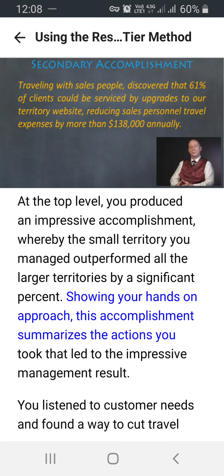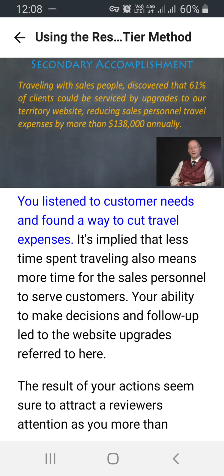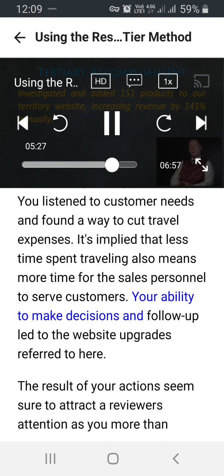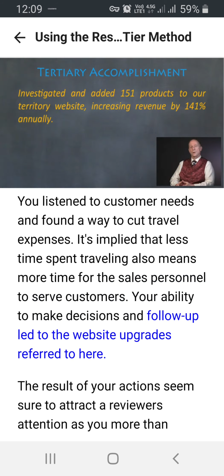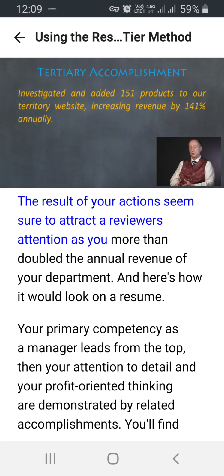Showing your hands-on approach, this accomplishment summarizes the actions you took that led to the impressive management result. You listened to customer needs and found a way to cut travel expenses. It's implied that less time spent traveling also means more time for the sales personnel to serve customers. Your ability to make decisions and follow up led to the website upgrades referred to here. The result of your actions seems sure to attract a reviewer's attention, as you more than doubled the annual revenue of your department.